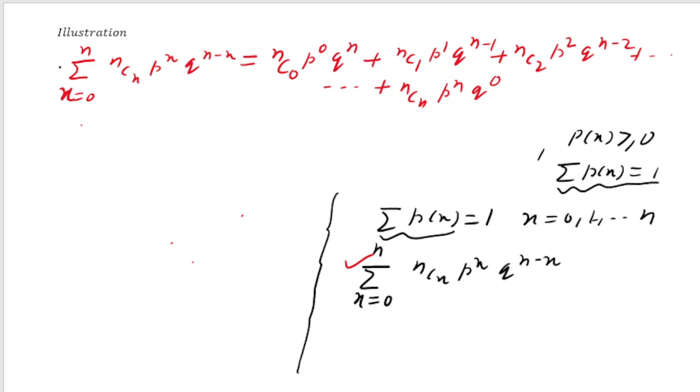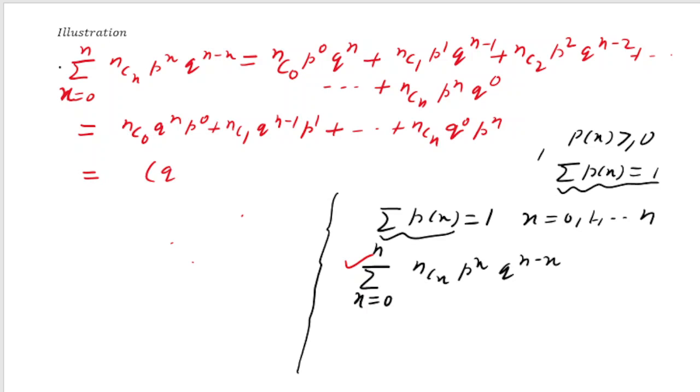If you have studied binomial distribution in your earlier class, you will agree that, just for your convenience, I am writing it again. It is NC0 Q to the power N P to the power 0 plus NC1 Q to the power N minus 1 P to the power 1, and so on, the last term NCN Q to the power 0 and P to the power N. So this is nothing but the binomial expansion of (Q plus P) to the power N.